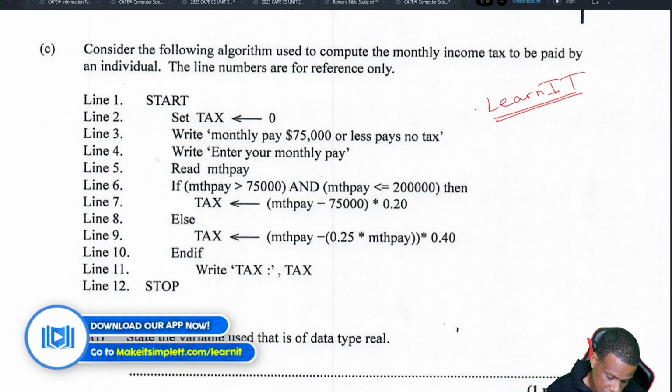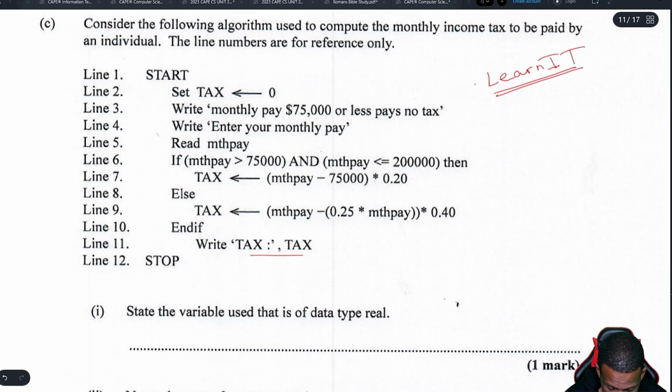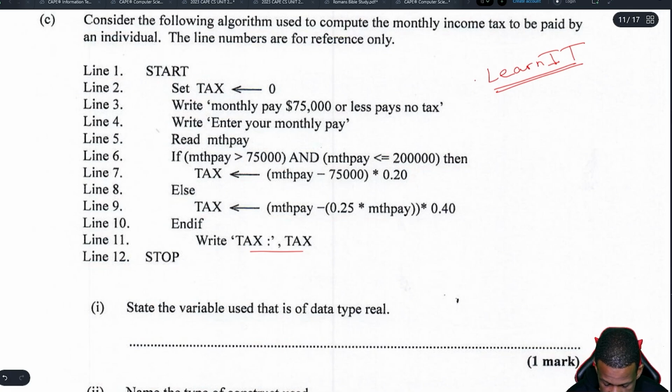Consider the following algorithm used to compute the monthly income tax to be paid by an individual. So they have start, set tax to a particular value, write something, ask them for their pay. If the pay is greater than 75,000 and their monthly pay is less than 20,000, then do a calculation, else do another calculation. And then when the if is finished, write out the tax. So this is quite straightforward. There is no difficulty there.